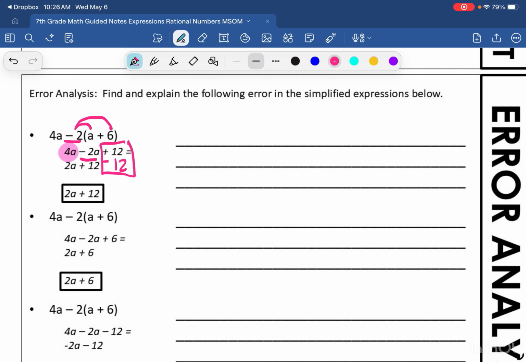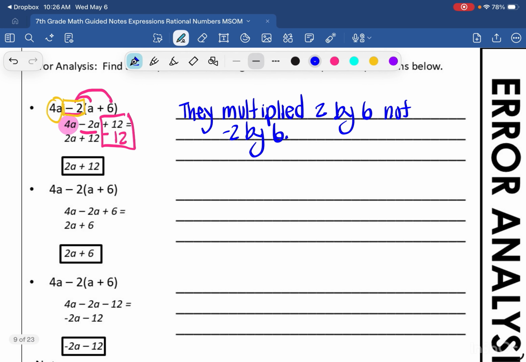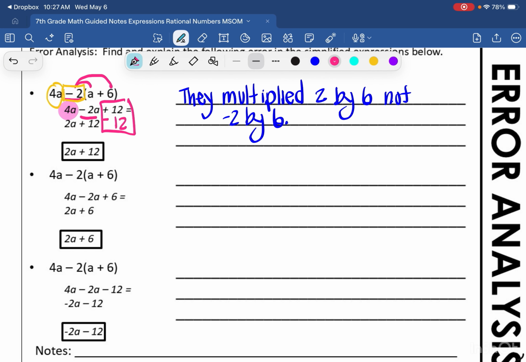They just distributed positive 2. And that's easy to miss, especially when there's this other term here at the front. So make sure you're noticing the sign of the term that is being distributed. Okay, let's look at the next one.